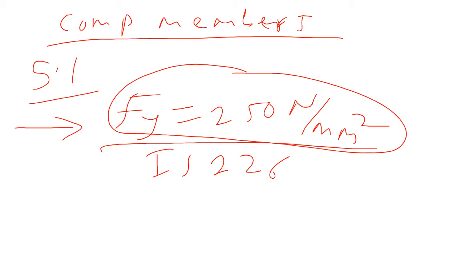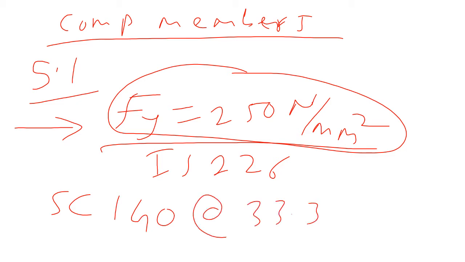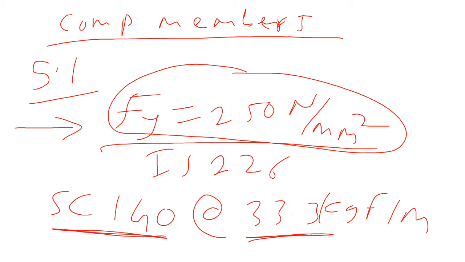Then we have to get the properties for the SC, that is the channel used as a compression member, at the rate of 33.3 kgf per meter. So 33.3 is the unit mass of that particular channel, kilogram force per meter length, and this indicates the name of that channel. If you don't find the properties in the steel table, just Google it and try to find it online. Otherwise, if such a section is there whose properties are not in the steel table, definitely it will be given in the exam.